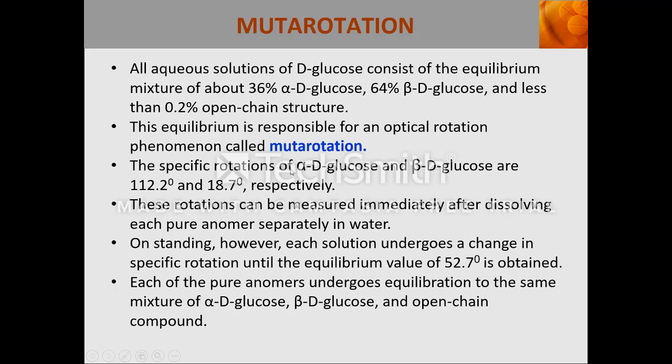The specific rotations of alpha-D-glucose and beta-D-glucose are 112.2 degrees and 18.7 degrees respectively. This rotation can be measured immediately after dissolving each pure anomer separately in water. However, on standing, each solution undergoes a change in specific rotation until the equilibrium value of 52.7 degrees is obtained. Each of the pure anomers undergoes equilibrium to the same mixture of alpha-D-glucose, beta-D-glucose, and open chain compounds.